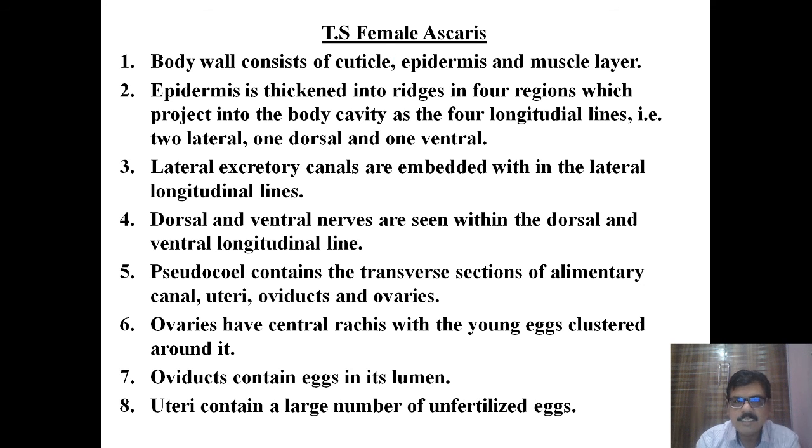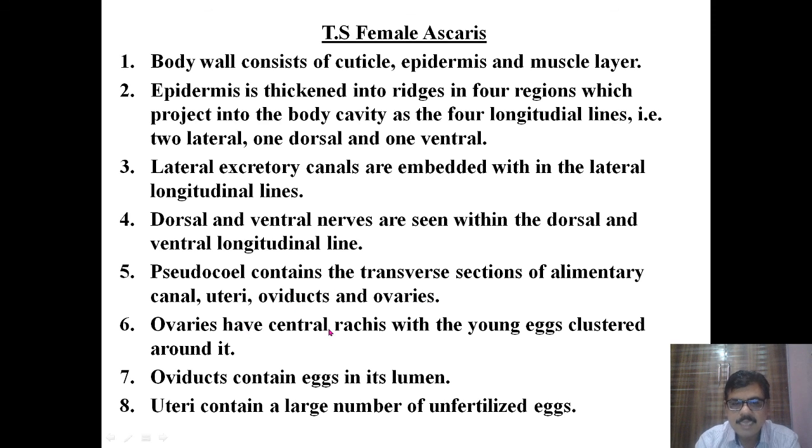The body wall consists of cuticle, epidermis, and muscle layers. Epidermis is thickened into ridges in four regions, which project into the body cavity as four longitudinal lines: two lateral, one dorsal, and one ventral. The lateral excretory canals are embedded in the lateral longitudinal lines. The pseudocoel contains the transverse section of the alimentary canal, pair of uterus, then oviducts, and the ovaries.